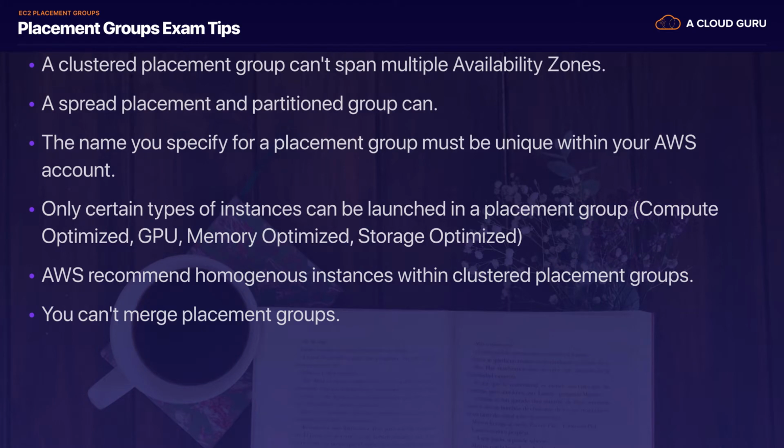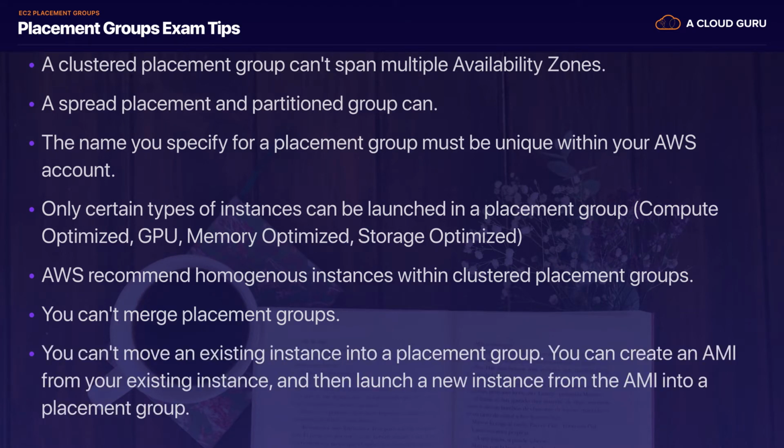You can't merge placement groups, and you can't move an existing instance into a placement group. What you can do, though, is create an AMI from your existing instance and then launch the new instance from the AMI into a placement group.